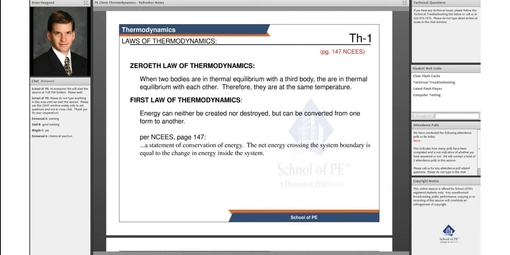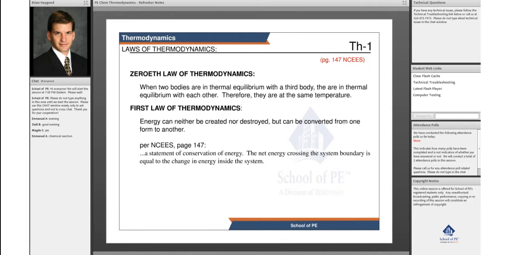If two bodies are in thermal equilibrium with a third body, they're in thermal equilibrium with each other, which is a lot like saying if the temperature of A equals the temperature of B, and the temperature of B equals the temperature of C, then the temperature of A equals the temperature of C. It's not that interesting. The first law of thermodynamics says energy can neither be created nor destroyed, but can be converted from one form to another.